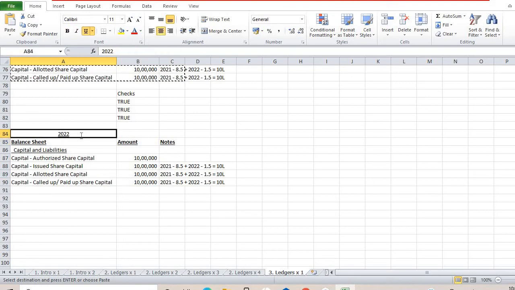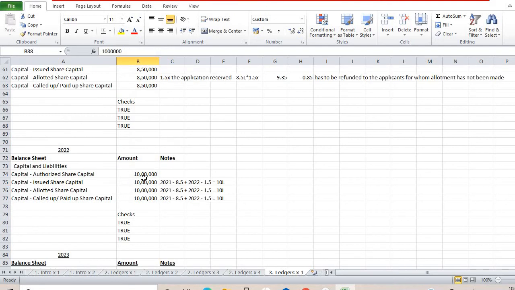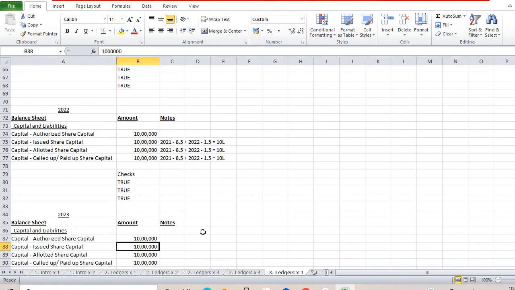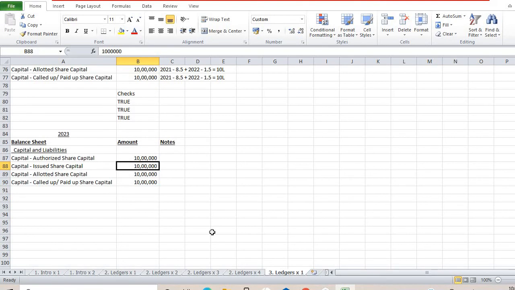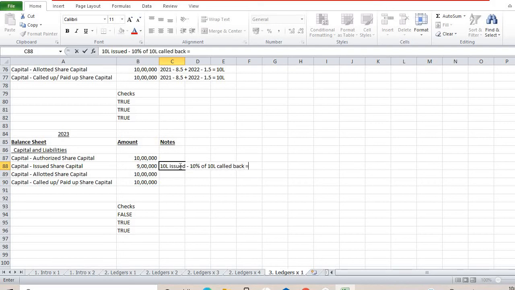So 23, I'm going to change this to 23. We opened our balance with this much, correct? How much are they calling back? They're calling back 10%. So when they call back, what happens is your issued share capital will reduce by the amount of capital called back. Your capital called back is 1 lakh. How are we arriving at this 1 lakh? Let me bring the checks down here. 10 lakhs issued minus 10% of 10 lakhs called back is equal to 9 lakhs. Okay. Now look at the check.